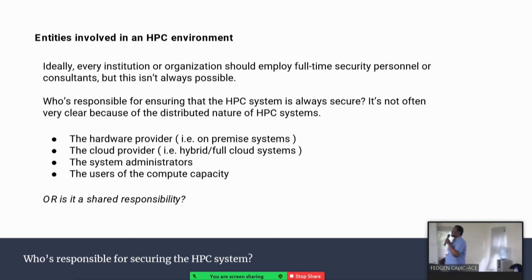More than 50%. Okay. Any other contribution?